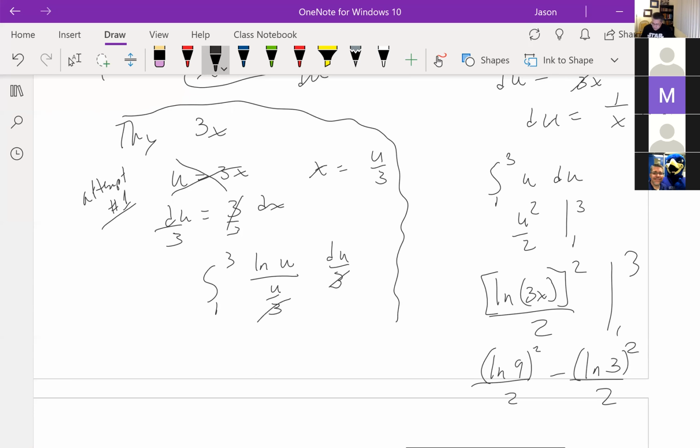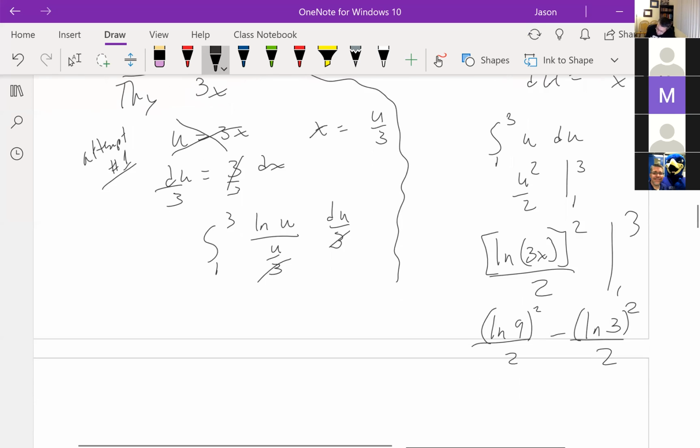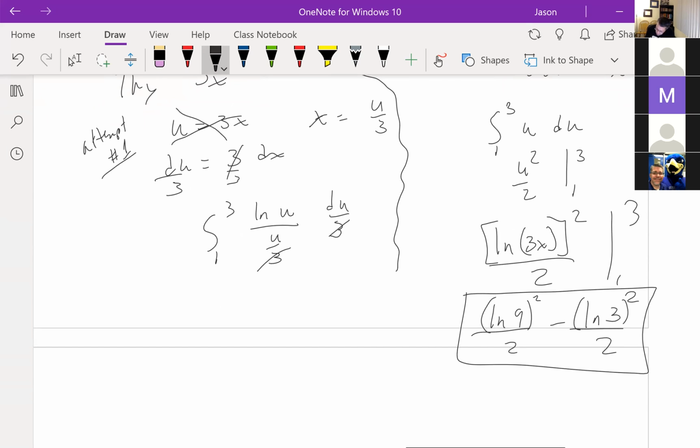And I don't think there's any way to simplify that algebraically. So we could just leave it like that, or we could get an approximation, which is probably more meaningful. Okay, so what's the natural log of 9? I'm going to square that and divide it by 2. I get 2.413897. I'll just round it to 2.413898.